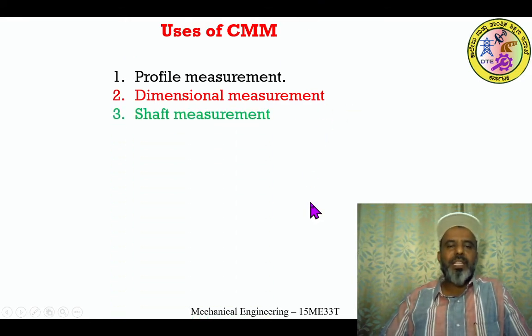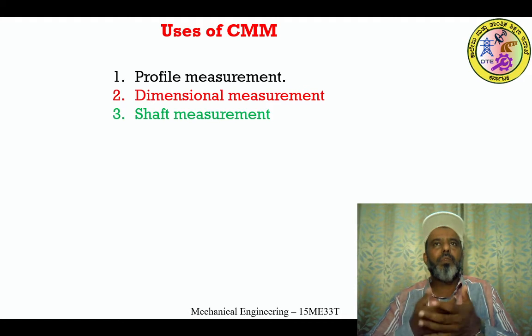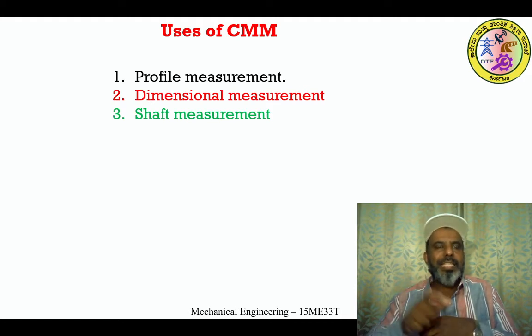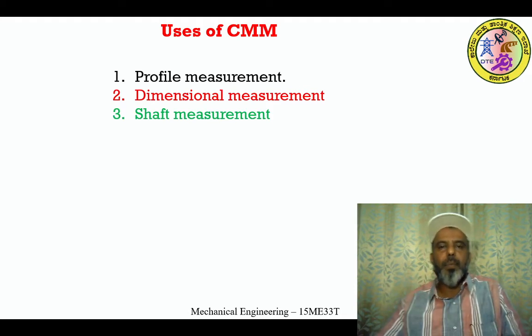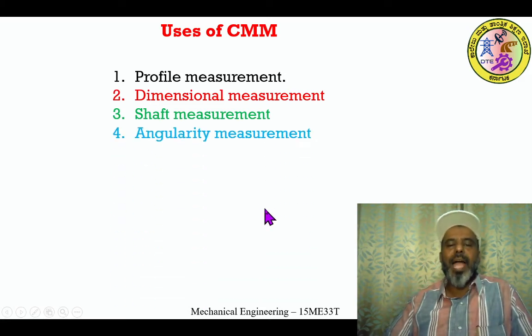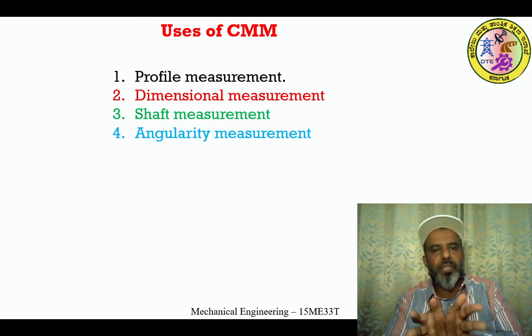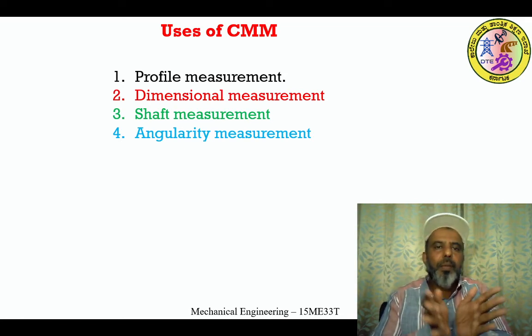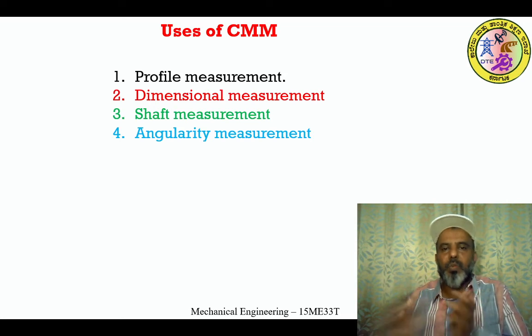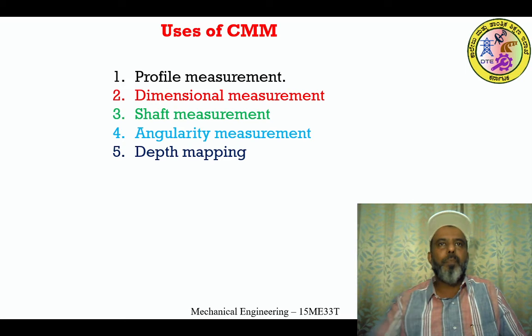Then third is shaft measurement. Generally in a shaft, we check the circularity or the ovality, or even if you want to check the exact diameter of the shaft, the CMM can be easily employed. Then the next use is angularity measurement. Suppose you want to measure the angle between two surfaces, that can also be easily measured using the CMM. The next use is depth mapping.